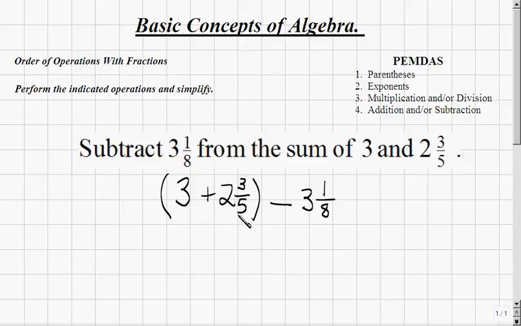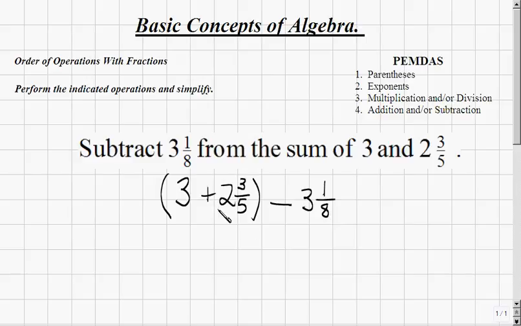So the phrase "subtract 3 1/8 from the sum of 3 and 2 3/5" becomes the group in parentheses, 3 plus 2 3/5, and we'll add that first, then subtract 3 1/8. So using order of operations, we'll first add the fractions together within the parentheses, and then afterwards subtract 3 1/8.